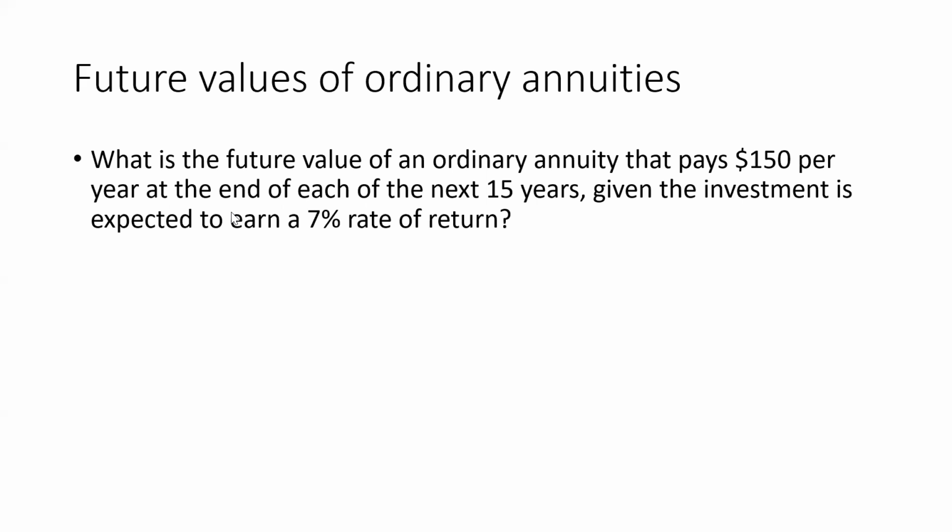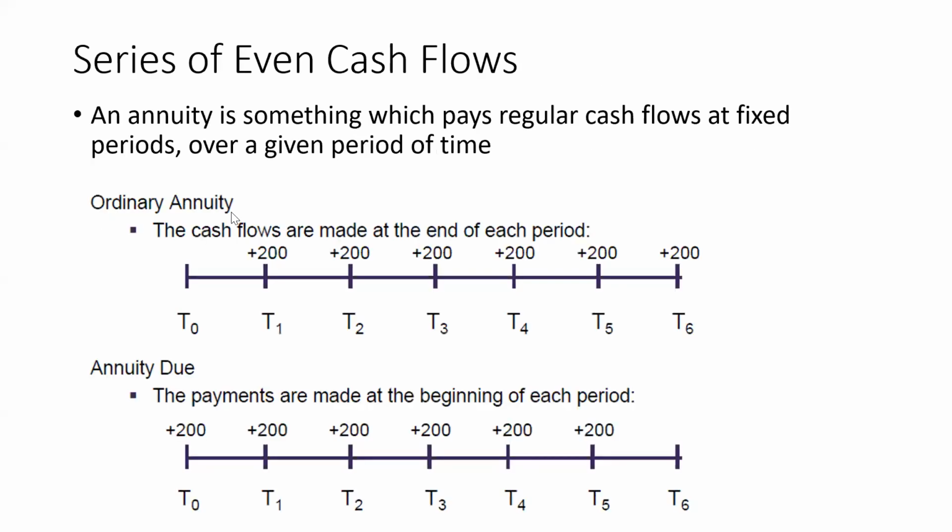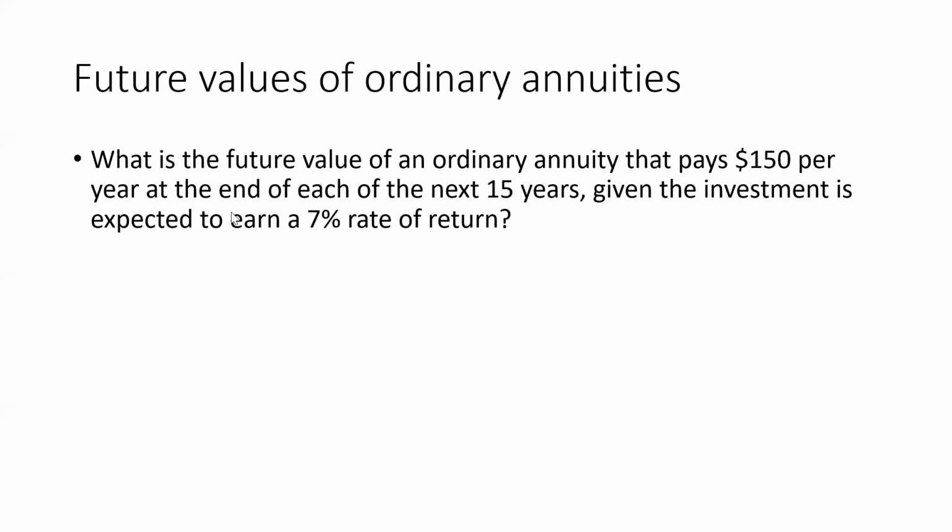And then 0 is going to be our present value. We're going to calculate future value. And since it's an ordinary annuity, we're going to be using END mode, and that's going to give us a computed future value of $3,769.35. Okay.